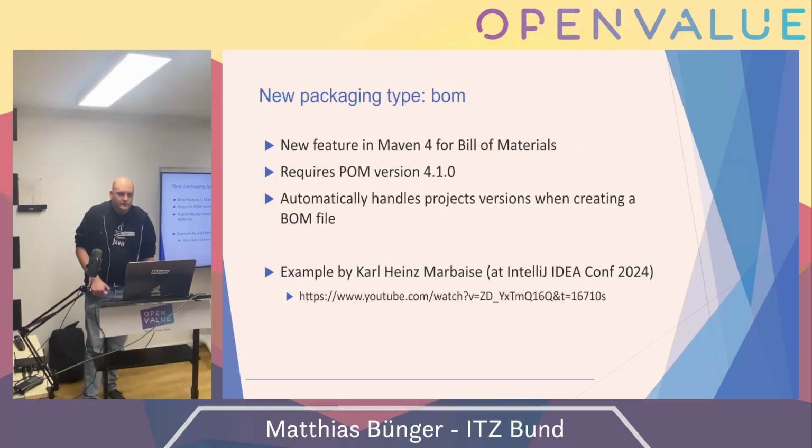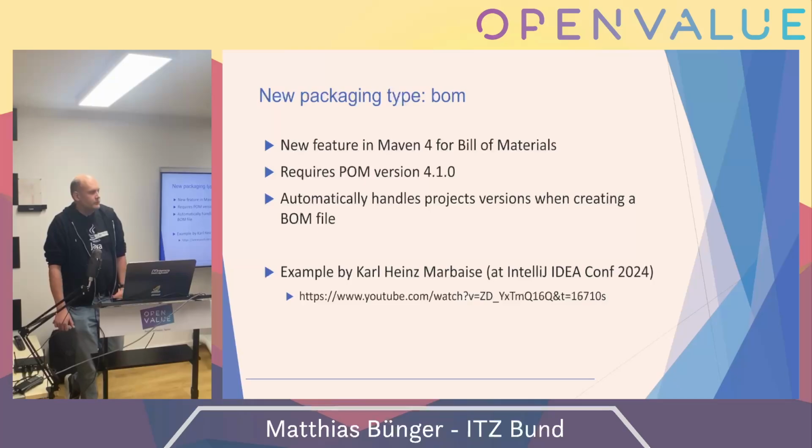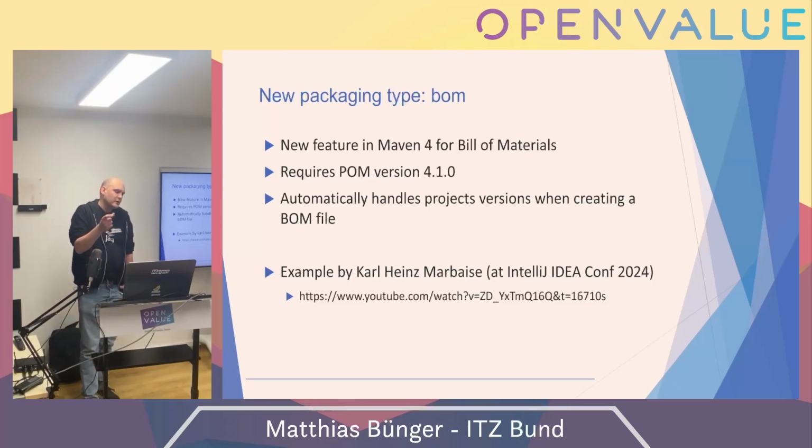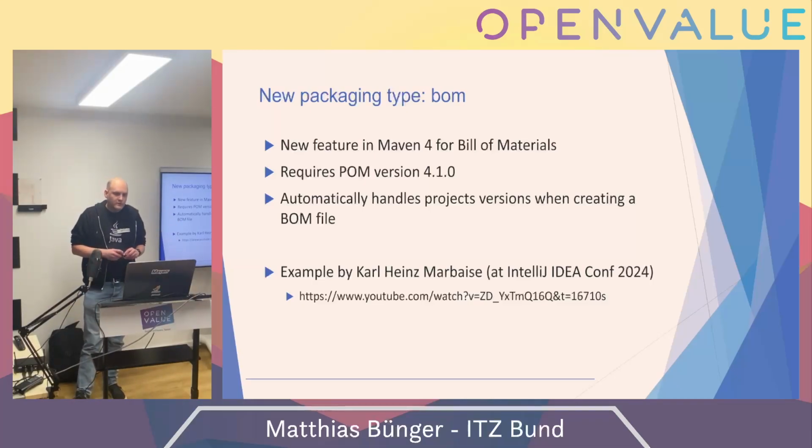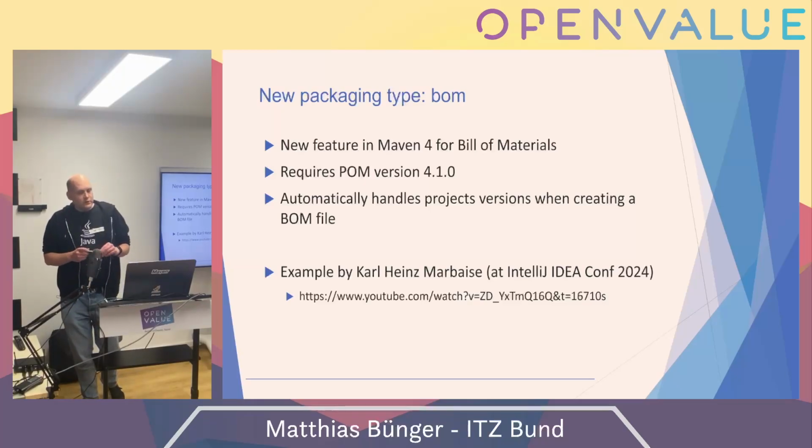Another thing is the introduction of a new packaging type called BOM, for bill of materials, because there's always the discussion about using type POM for build information, what actually should be in the POM or must be in the POM. So bills of materials had to be type POM in Maven 3. To make this distinction clearer, a new packaging type is introduced. If you want an introduction or example for this, Karl-Heinz, one of the Maven PMCs, gave a talk and example at the IntelliJ IDEA conference last year. I'll give you the slides at the end or tomorrow, and you can check the link, especially at the second the example starts.